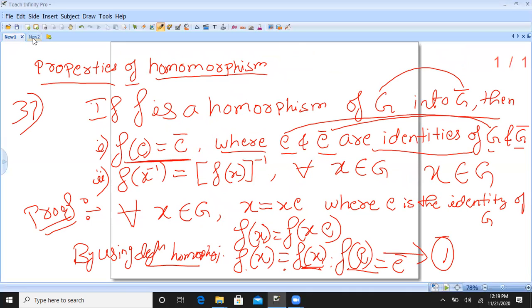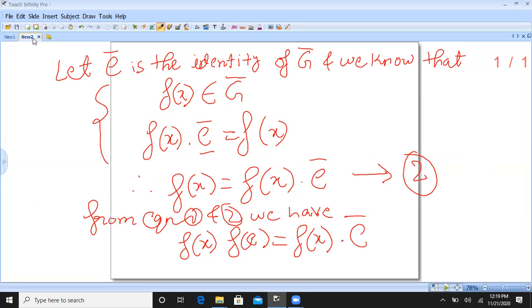So next, in the second equation, f of x is equal to f of x into e bar. So taking the two equations, I have written by equation 1 and 2 that f of x into f of e is equal to f of x into e bar. Now by the left cancellation method, cancellation happens, so f of e is equal to e bar. By the left cancellation method, the value becomes f of e is equal to e bar.